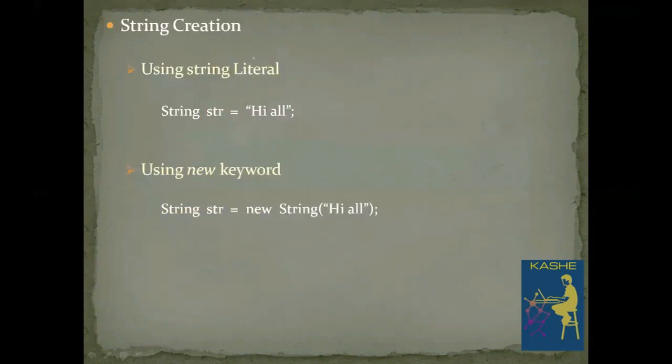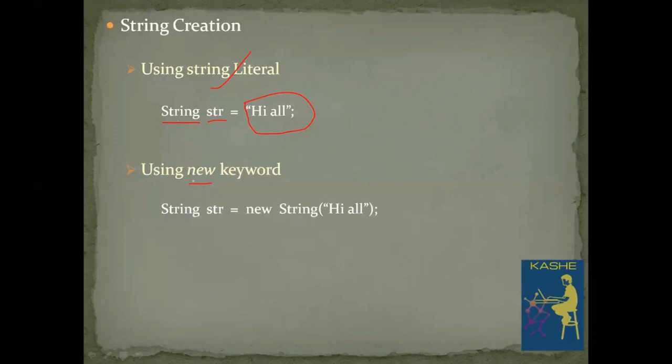Now, string creation. There are 2 ways to create strings in Java. The first one is using a string literal and the second one is by using the new keyword. So this is my string literal, "hi all". Then I am using the class String, and str is my string variable. Then automatically this string literal will be loaded into an object. That object is now referenced by str, and that is of type String.